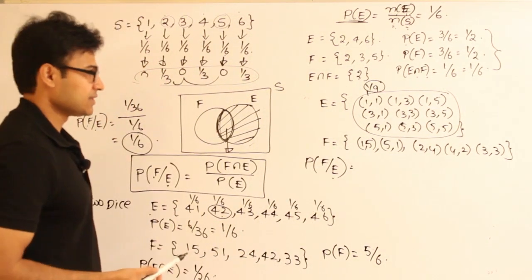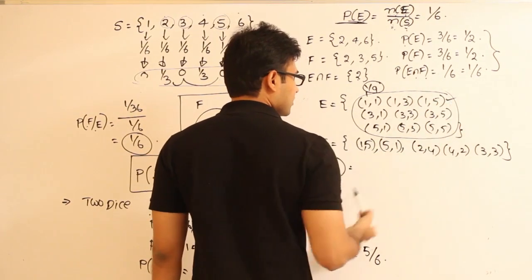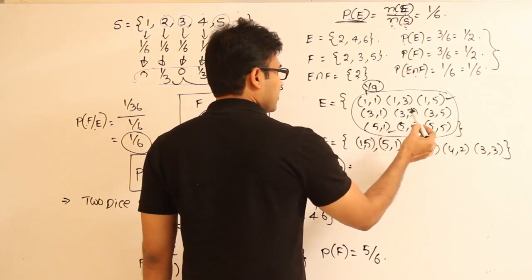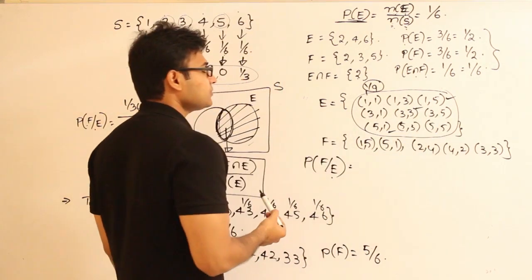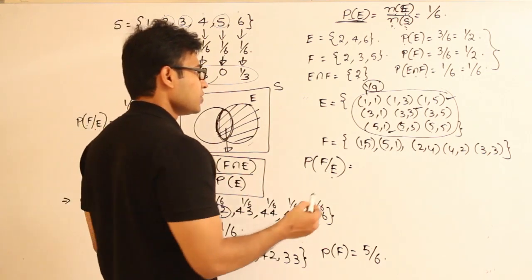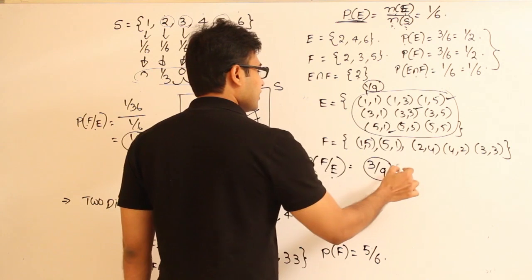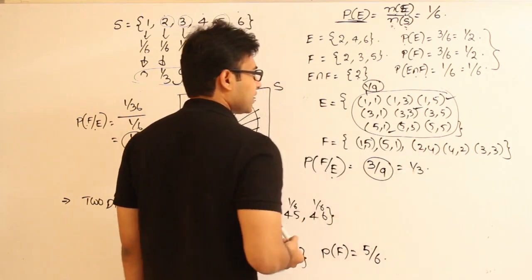The sum has to be 6. Just count how many there are. If the sum has to be 6, there is 1 comma 5, and 5 comma 1, and 3 comma 3, right? So these are the three items we have. Therefore it is going to be 3 by 9 directly, which is 1 by 3, right?